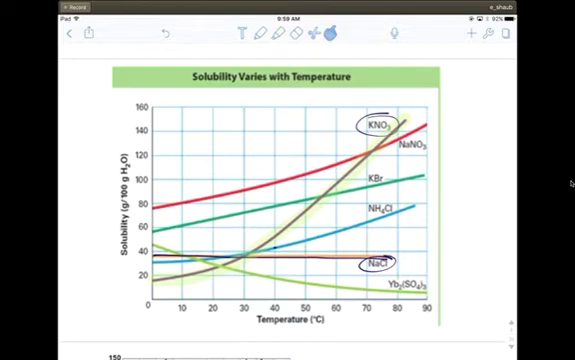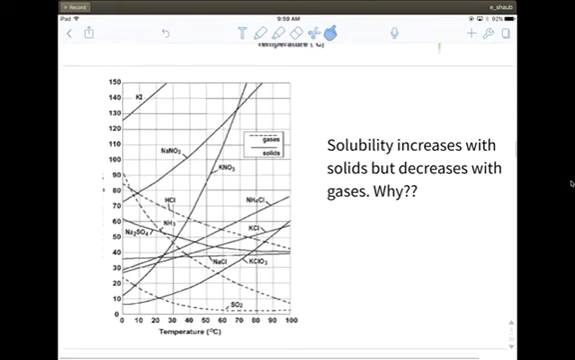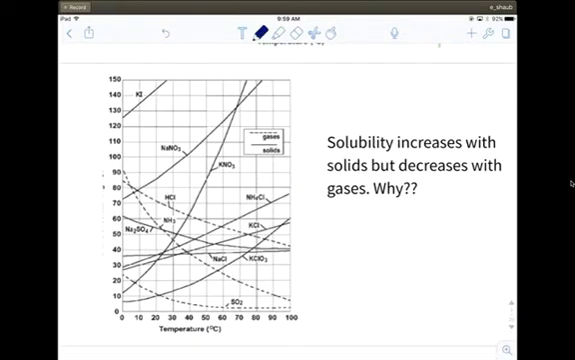So most solids, if we look here at this chart, the solubility of solids increases as we increase temperature, but the solubility of gases decreases. And if we think about the why here, as we increase the temperature with solids, we are increasing the kinetic energy of the molecules. So you're basically allowing more room for those molecules to fit.